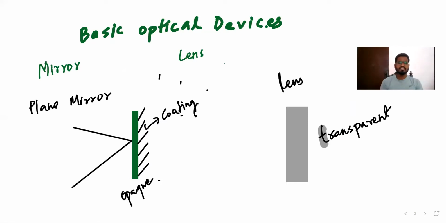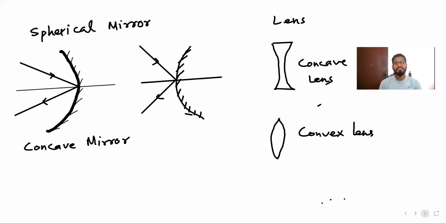And the lens is completely transparent. Normal lenses are transparent, even lenses are transparent. The plane mirror is opaque. Fine. The main thing we are not supposed to learn here is the plane mirror. What we want to learn here is spherical mirrors.